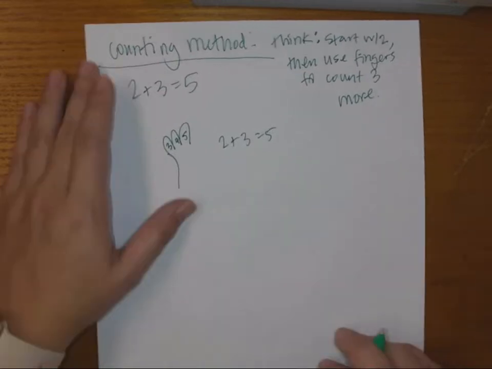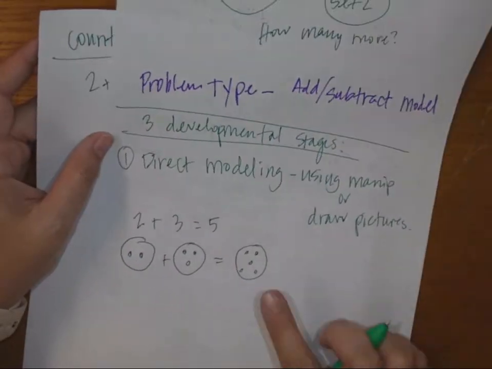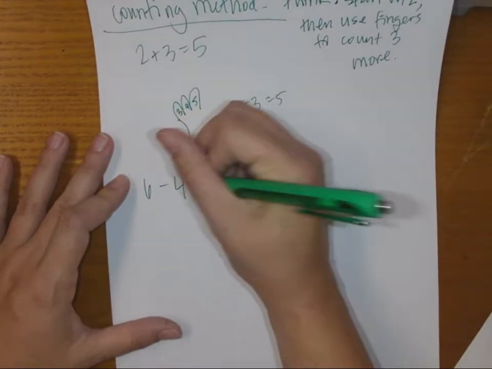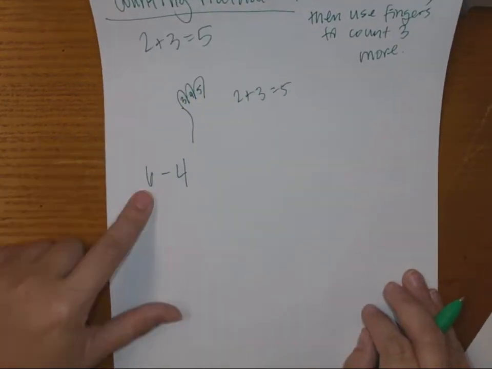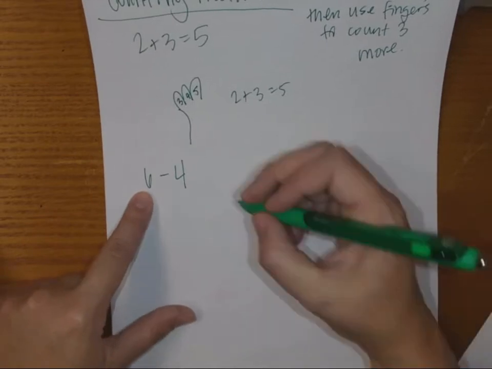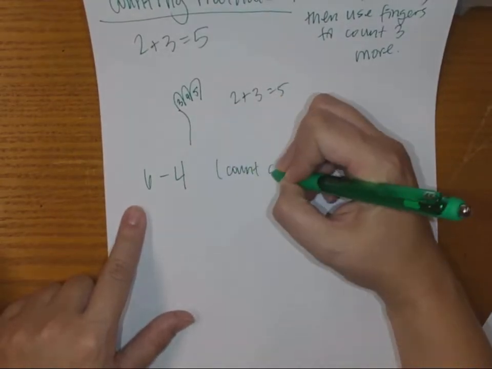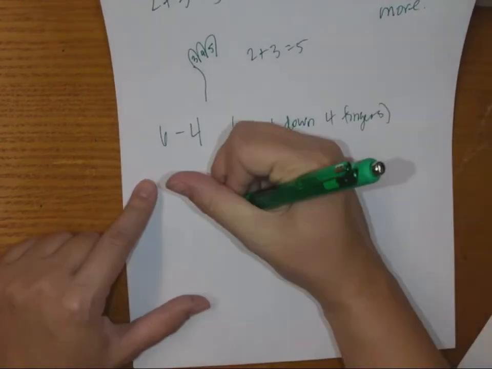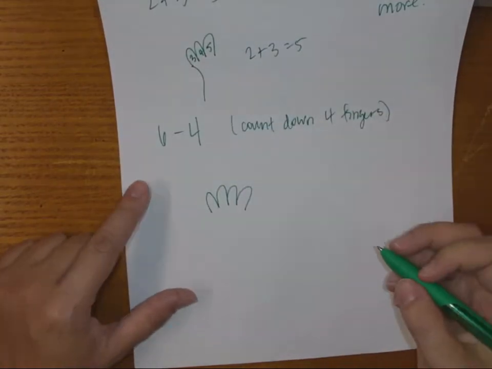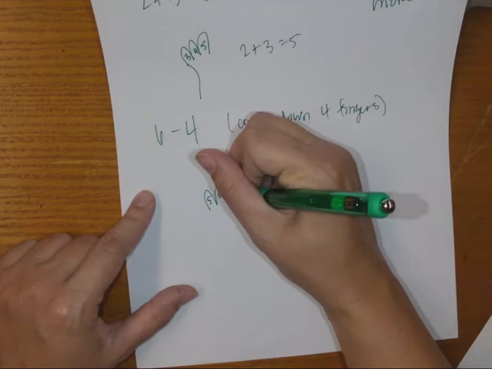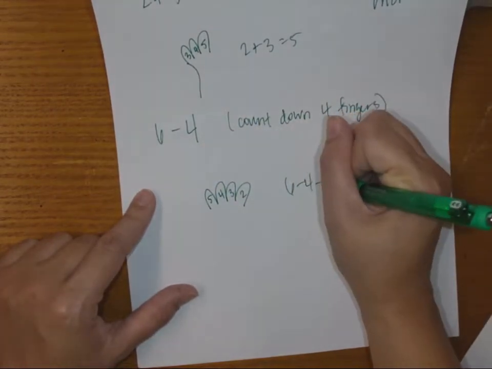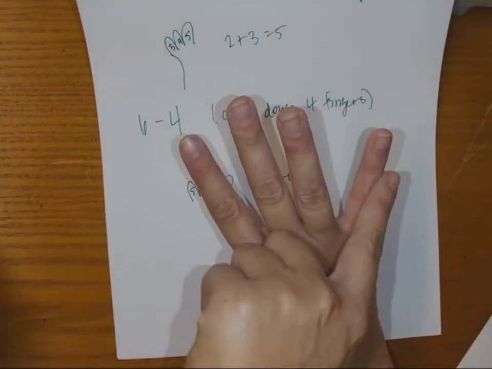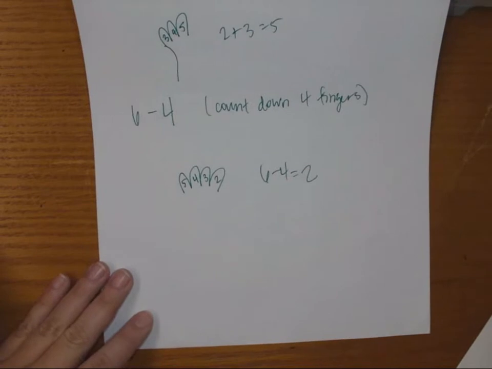You can also do subtraction with this. You can do subtraction with the direct modeling, which we kind of went over with the set model for subtraction. So you can do subtraction with the counting method. So if I want to do 6 minus 4, that means I'm starting with 6. I'm counting down 4 fingers. So starting off with 6, I'm going to draw 4 fingers here. So starting off with 6, this would be 5, this would be 4, this would be 3, this would be 2. So 6 minus 4 equals 2. Okay, and with your fingers, start off with 6, 5, 4, 3, 2. Okay, so that is the counting method.